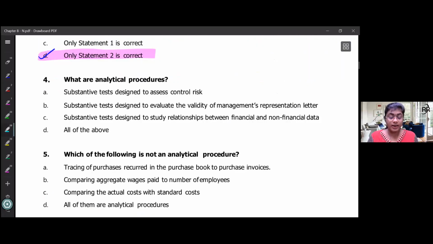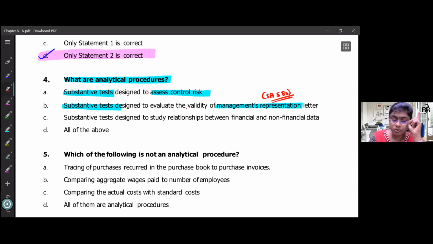What are analytical procedures? Substantive test designed to assess control risk. Is it to assess control risk? About internal control, we do test of controls. Substantive test designed to evaluate validity of management representation letter. Do we use analytical procedure to see whether written representation as per SA 580, do we use it to check its validity? No.